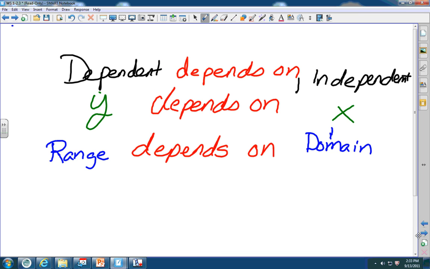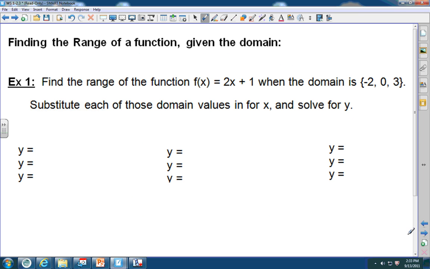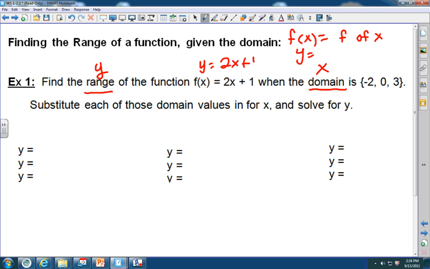Okay, next. To find the range of a function, I would underline the word range and write y, then underline domain and write x. I always start out like that. The next thing you see is this f parentheses x. You say that f of x. F of x is the same as y equals. So I could rewrite this as y equals 2x plus 1.